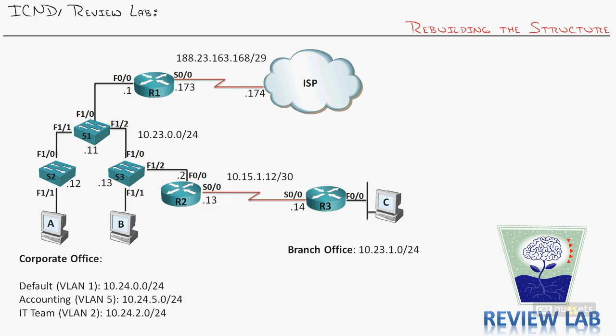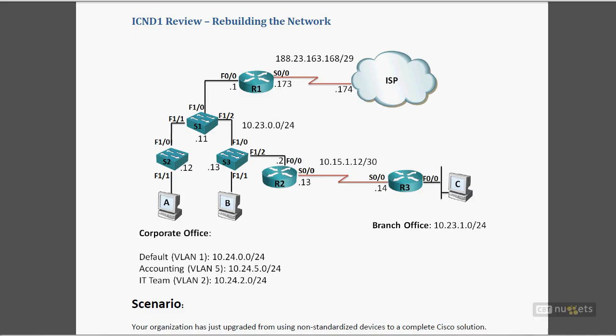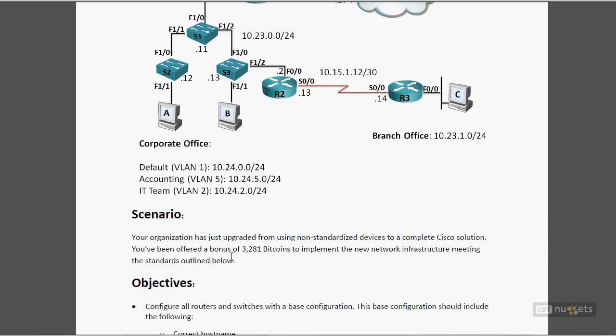Okay, so let's start off. What I'm going to do is bring up the lab, we'll look at it, and then we'll start accomplishing each objective as we go. So here's the lab. We'll work through the diagram in just a second. Let's first look at the scenario. It says your organization has just upgraded from using non-standardized devices to a complete Cisco solution. You've been offered a bonus of 3,281 bitcoins to implement the new network infrastructure, meeting the standards outlined below.